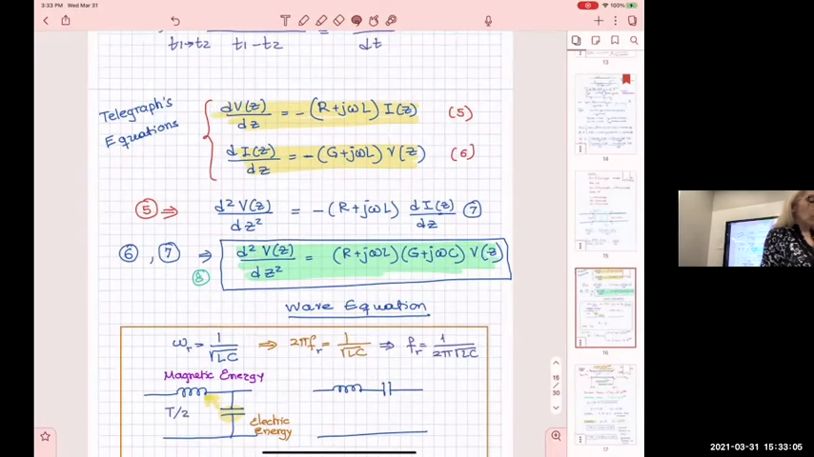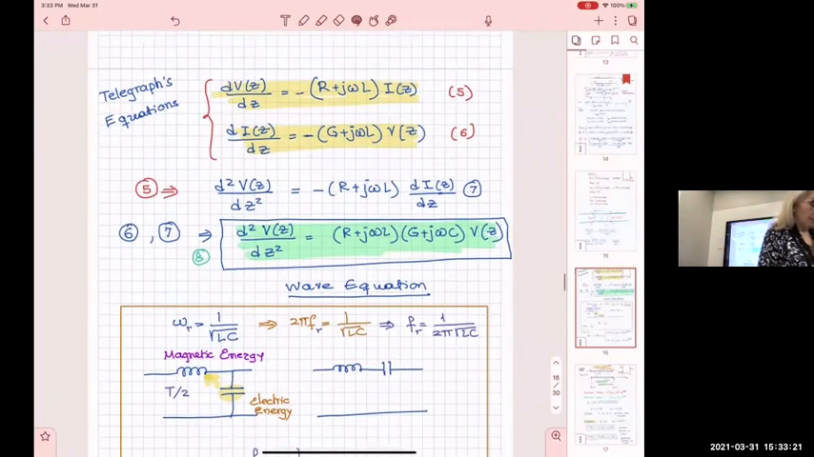Then what do I do out of 5 and 6? I go to 5 and I differentiate it once more. Why do I do that? Because I want to get rid of the current. I want to find one equation for V and one equation for I.